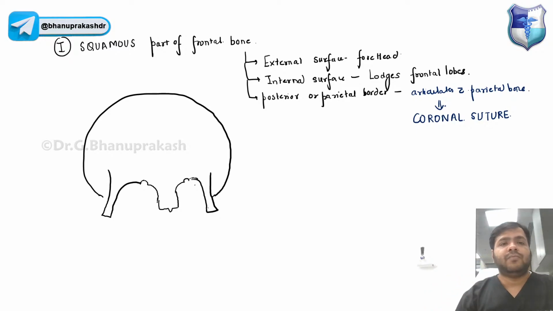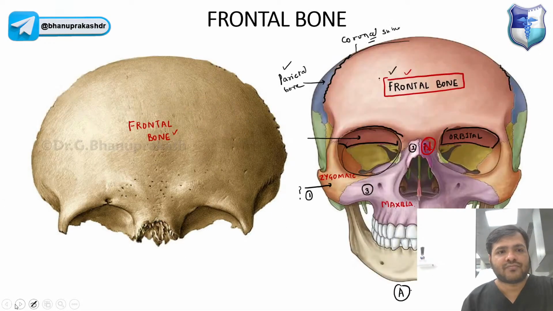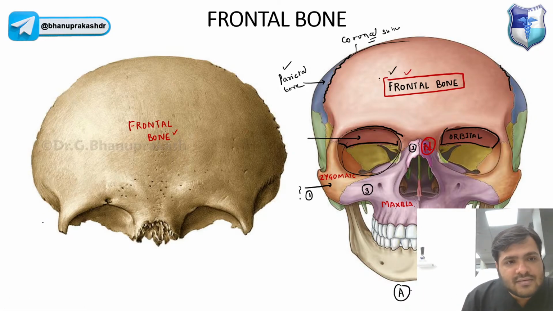Now let us first try to see in the picture over here, and then we'll come to the part also. Now guys, just try to see this picture everyone. I hope everyone can appreciate that this is the zygomatic process, and yes, you already know this is the parietal border or the posterior border. This is the squamous part.